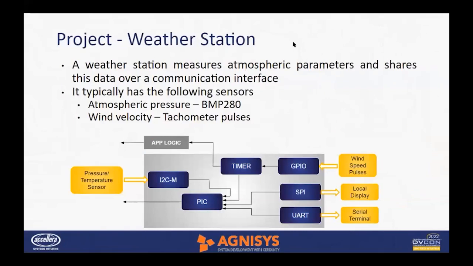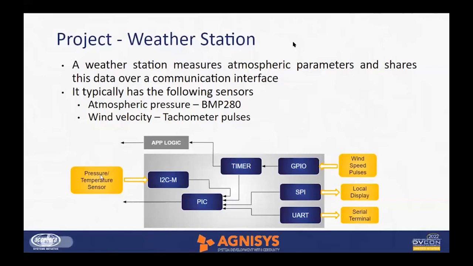Now, moving on to the project, weather station. Whatever we've seen till now in this tutorial, let's see a practical application of such features. The project is a weather station. A weather station measures atmospheric parameters and shares this data over a communication interface. It typically has the following sensors: atmospheric pressure, BMP 280, and wind velocity, tachometer pulses.